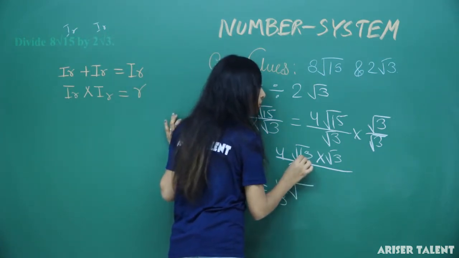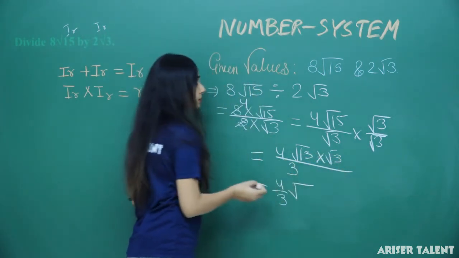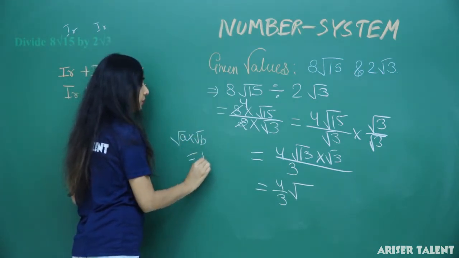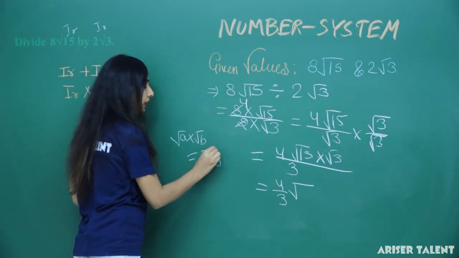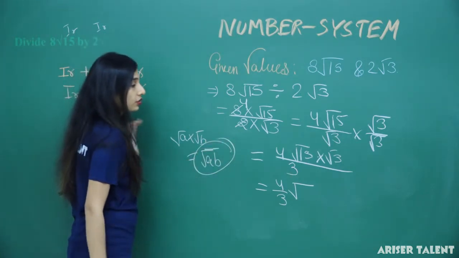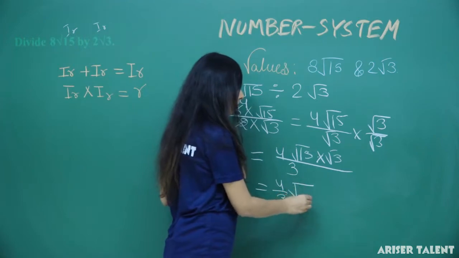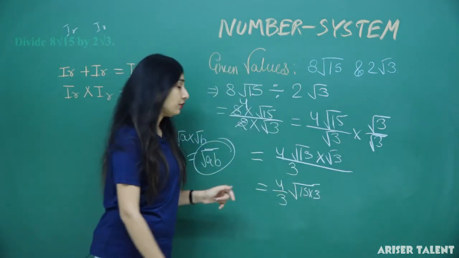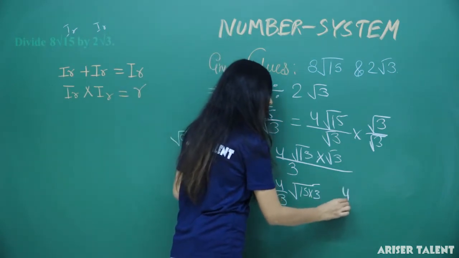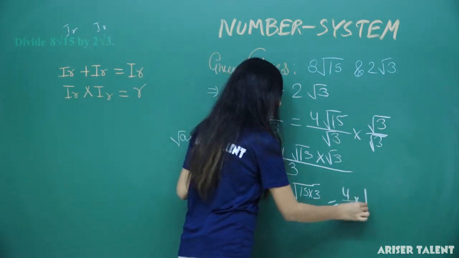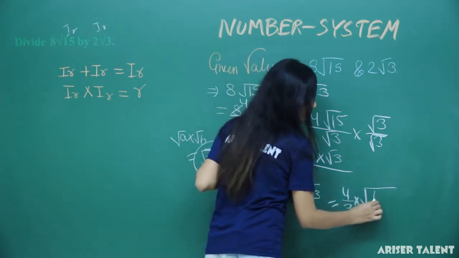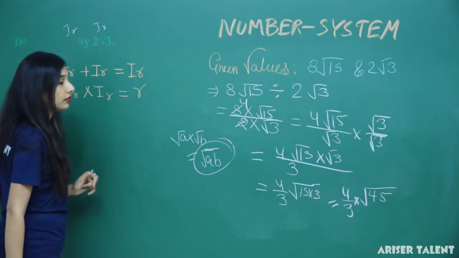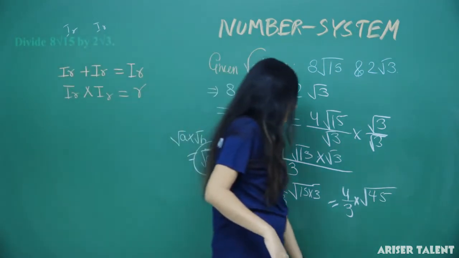I have told you that root a multiplied by root b will give root ab. So here it will be root of 15 multiplied by 3. Okay, so you will have 4 by 3 root 45. So that will be your answer.